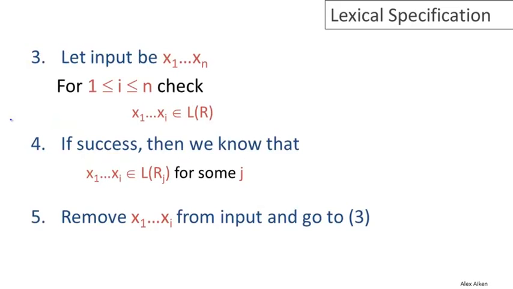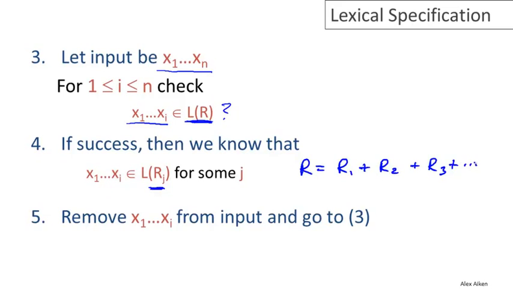And now here's the heart of how we actually use this lexical specification to perform lexical analysis. So let's consider an input. The input's a string x1 up to xn. And now for every prefix of that input, we're going to check whether it's in the language of the regular expression. So we're going to look at some prefix starting with the first character, and we're going to ask ourselves, is it in the language of that big regular expression? And if it is in the language, well, then we know, in particular, that that prefix is in the language of one of the constituent regular expressions, because remember that R is equal to the sum of all the different token classes of our language.